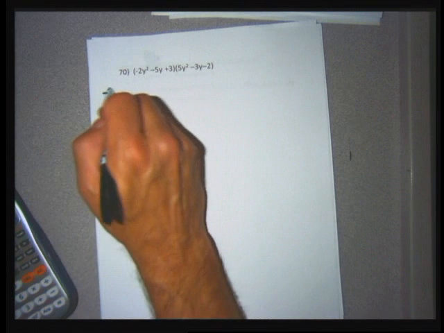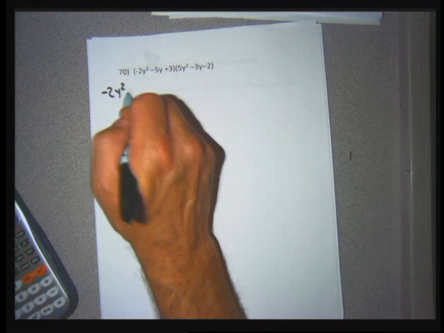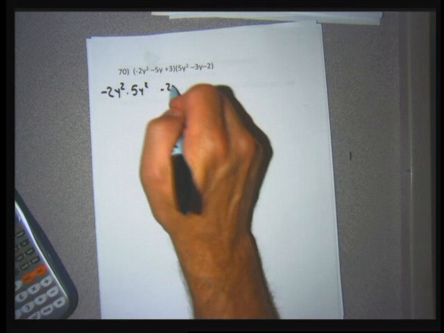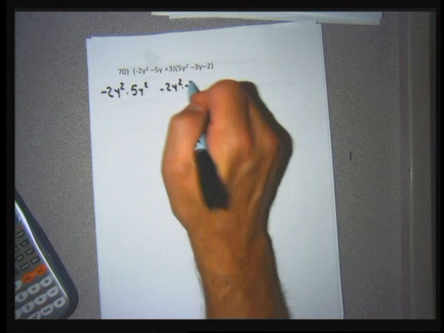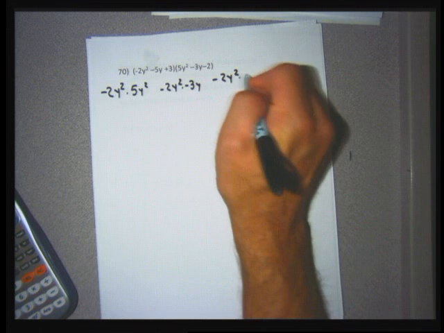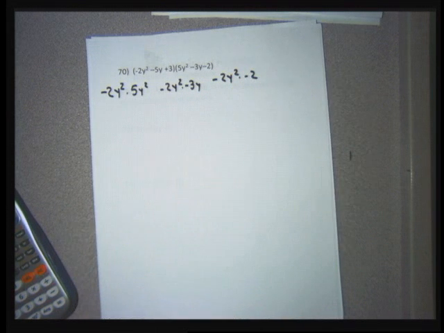Ooh. Last one of these niners. So negative 2y squared times 5y squared, and negative 2y squared times negative 3y. Negative 2y squared times negative 2 for the first multiplication.